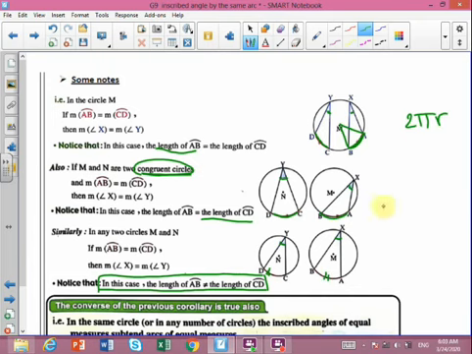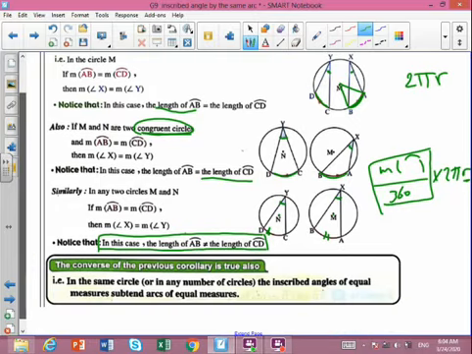Yes, we said that the length equals the measure of the arc divided by 360 times 2πr. Why are the lengths of the arcs not equal? This part is equal in both of them, but here the radius is different. The radius of circle M is different than the radius of circle N. That's why the length of the arc doesn't equal the length of the other arc.